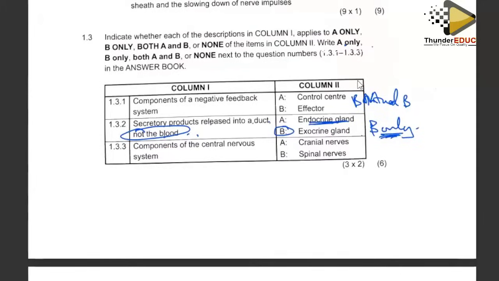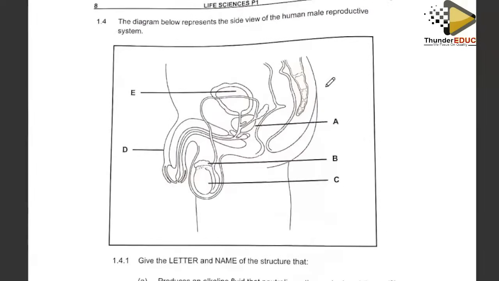Component of the central nervous system. The cranial nerves and the spinal nerves are not the central nervous system. The central nervous system is made up of the brain and the spinal cord. Since they are saying nerves, the answer becomes none. It's a none. So that is 1.3.